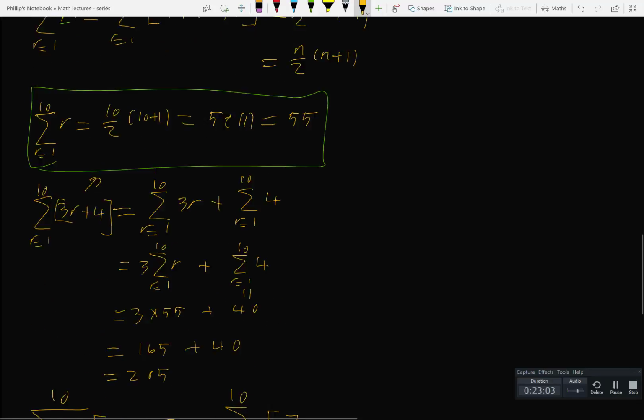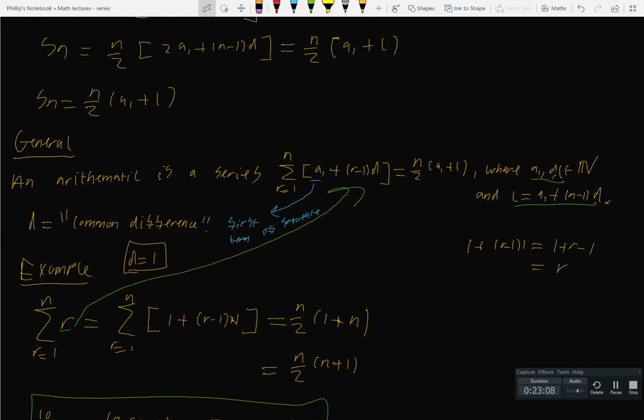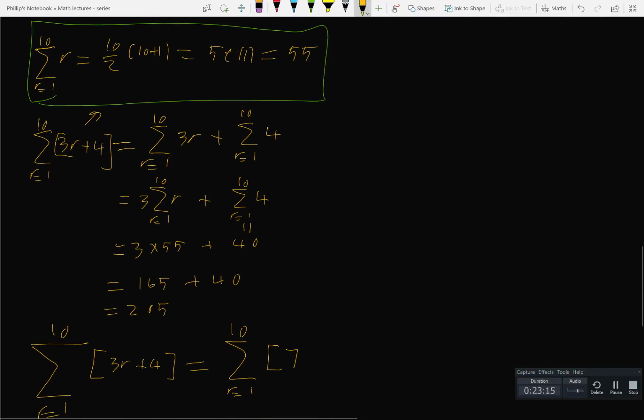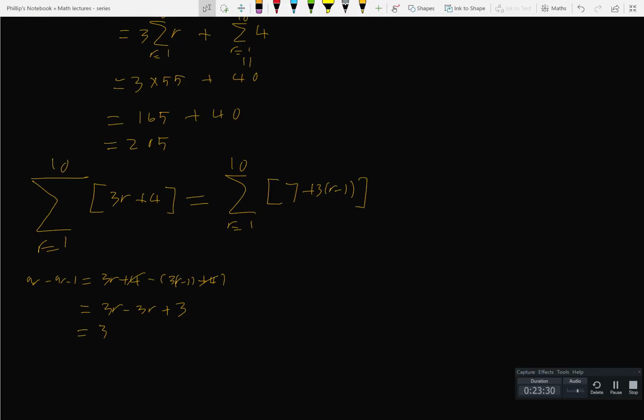So again, remember, we can rewrite the equation like this: first term 7, plus r minus 1 times the common difference, which is 3. I'm going to put it on the other side because it makes more sense. And obviously that should equal 3r plus 4, does it? Well, let's have a look: 7 plus 3r minus 3, yes, 3r plus 4.